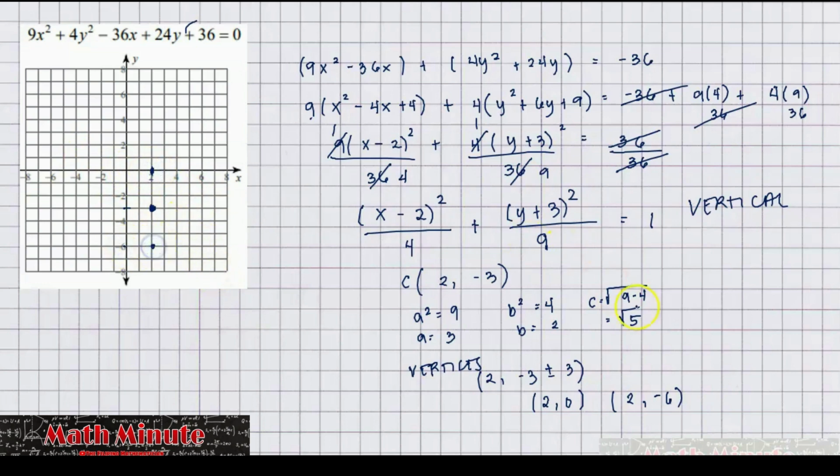It's this part. For the co-vertices, we have here 2 plus minus the value of b, then negative 3. So this would be 4, negative 3, and 0, negative 3. So we locate it here. 0, negative 3 is this part, and 4, negative 3 is this part. So this is your graph.